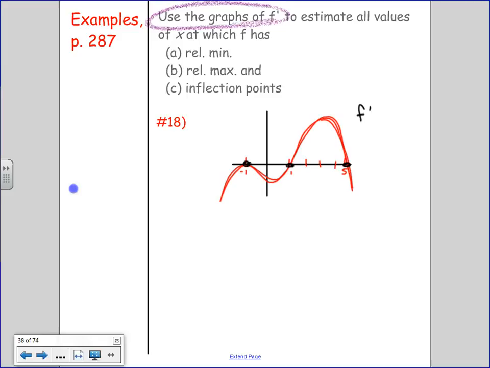Where would f have a relative min, a relative max, and inflection points? If you can get one of those answers, it'll be pretty awesome. Big moment. Focus your attention. Use the graph. It has plural because there's multiple questions like this. May deliberate with others if you so wish.